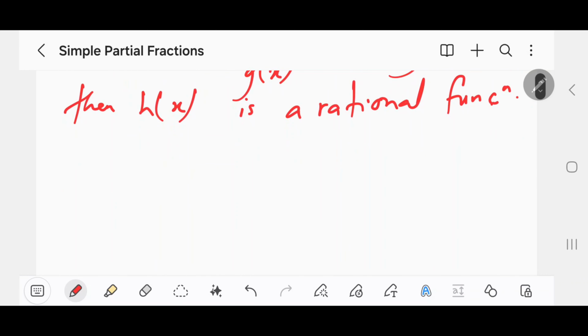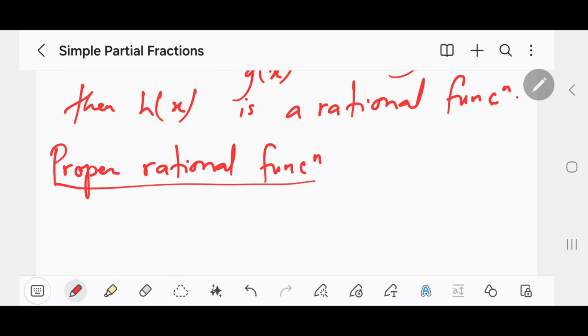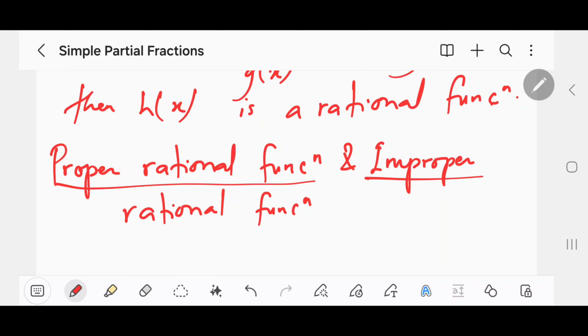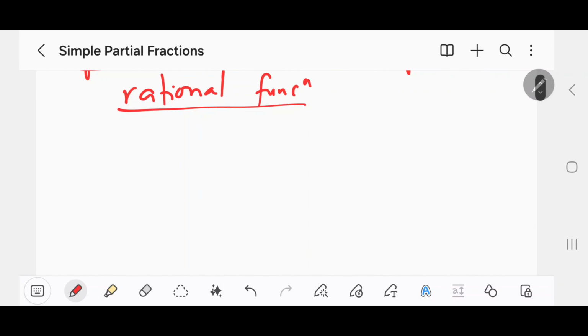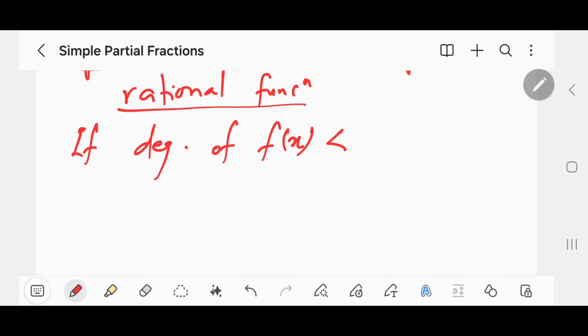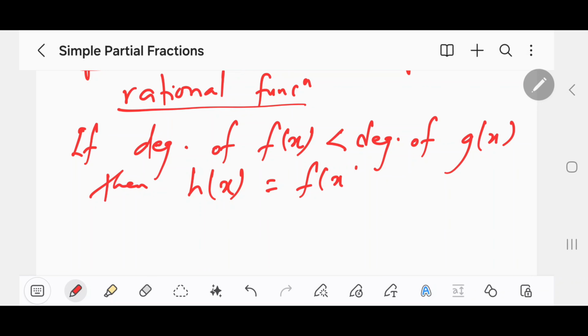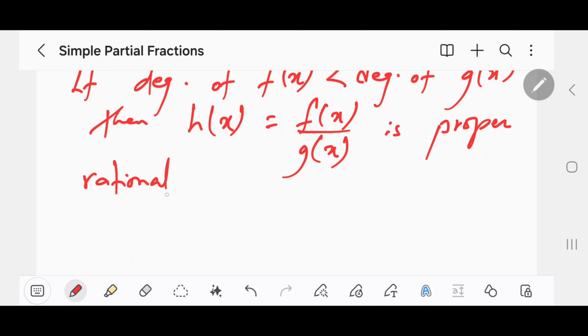The second would be proper rational function, and the other would be improper rational function. So in this expression, if the degree of polynomial f(x) is less than the degree of g(x), then h(x) equals f(x) by g(x) is a proper rational function.